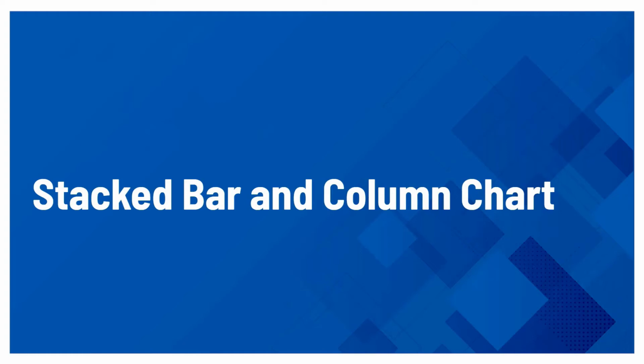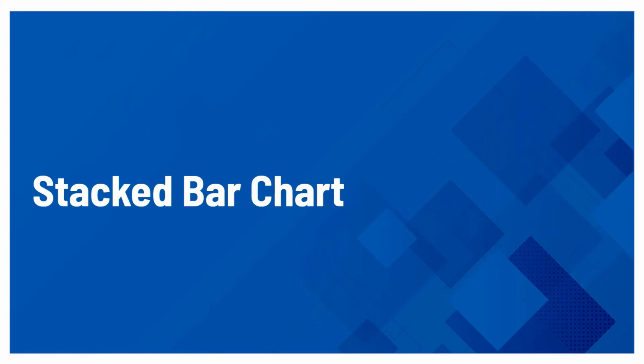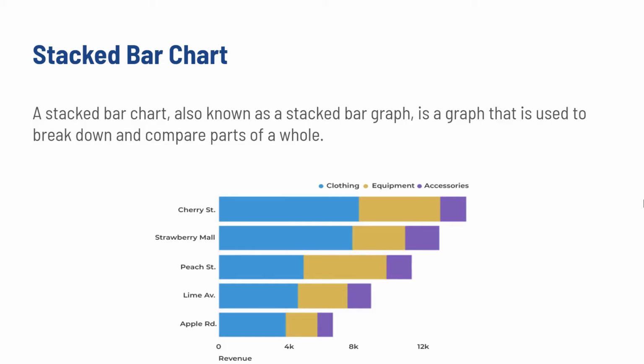Now let's look into stacked bar and column charts. First up, we have a stacked bar chart. A stacked bar chart, also known as a stacked bar graph, is a graph that is used to break down and compare parts of a whole. Each bar in the chart represents a whole, and segments in the bar represent different parts of categories of that whole. Different colors are used to illustrate the different categories in the bar.